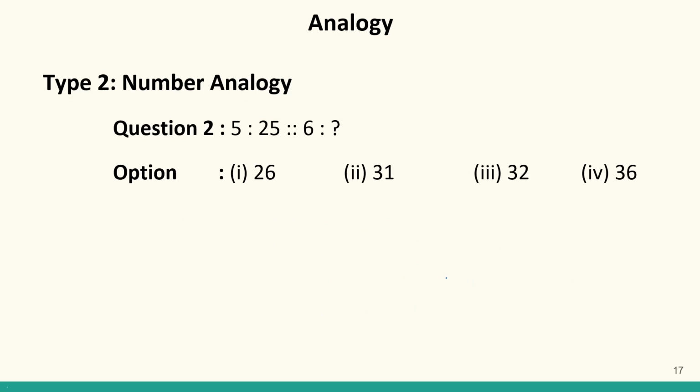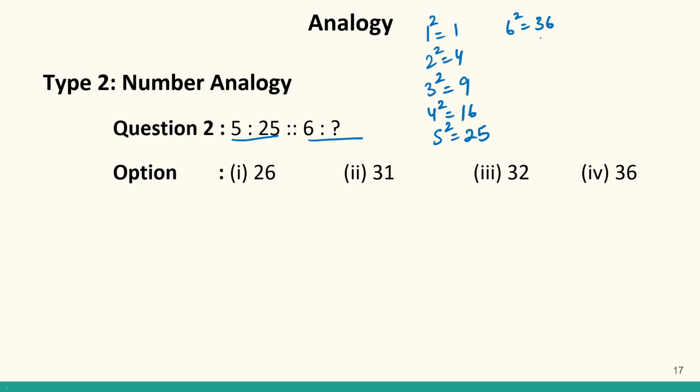answer. Now, in this question, if you remember, I told you to remember squares, right? So 5 is somehow related to 25 and we have to find out how 6 is related to that number. If you remember, 1 square is 1, 2 square is 4, 3 square is 9, 4 square is 16, 5 square is 25, and similarly 6 square is 36.